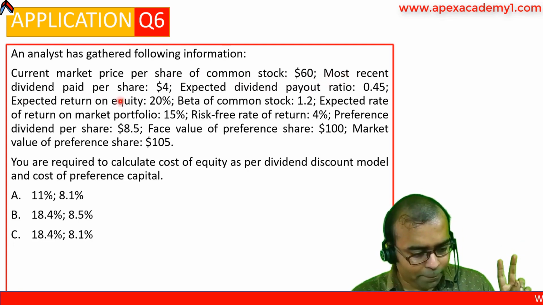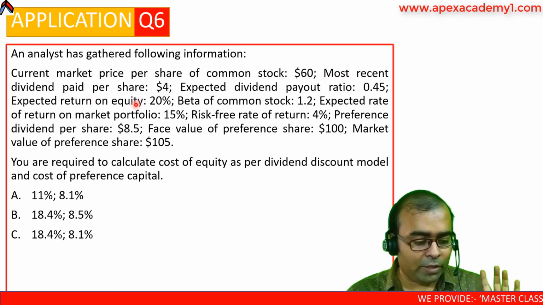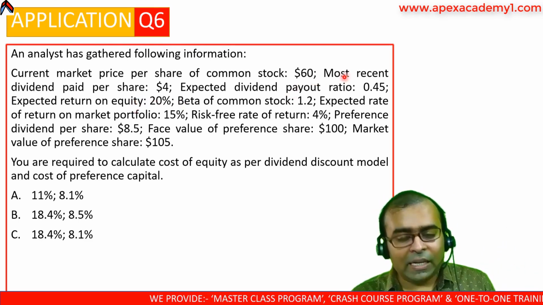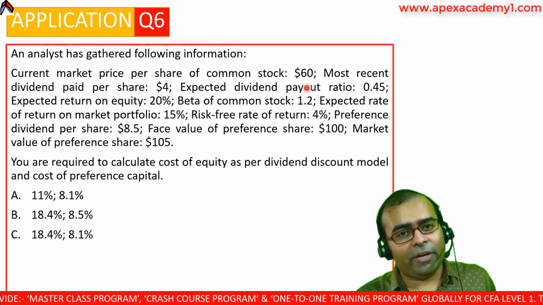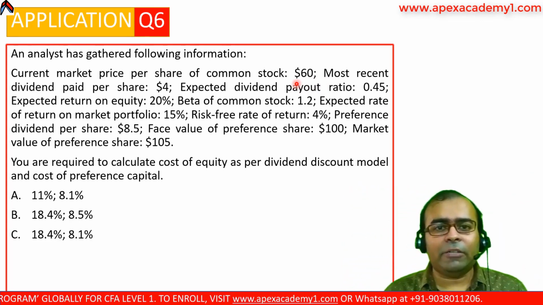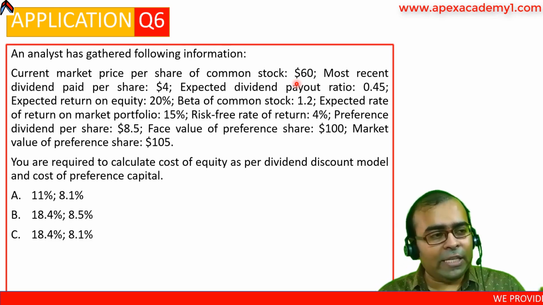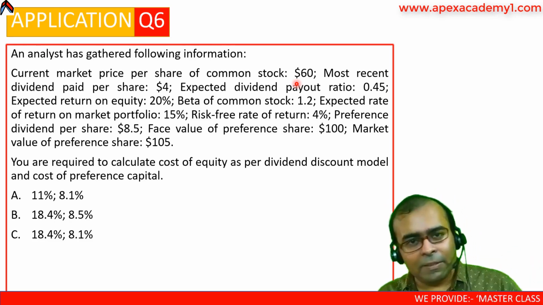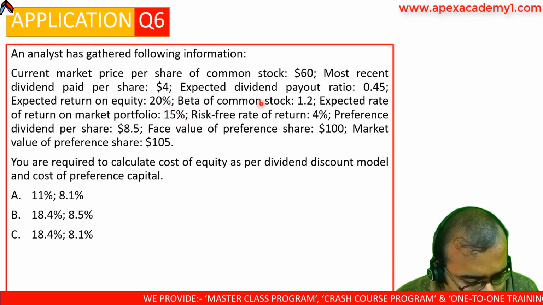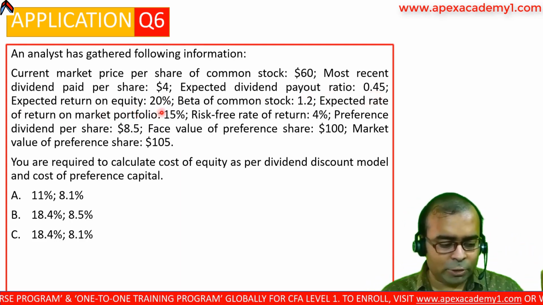Most recent dividend paid per share. You should be very, very careful when you are dealing with this one. They will confuse you with a D0 or a D1. Is it an expected dividend or is it a paid dividend? If it is a paid dividend, that means it is D0. If it is an expected dividend, that means it will be D1. As a formula, we are supposed to use D1, and if D0 is given, then we will multiply by 1 plus G, the growth rate, to calculate the outcome. Okay. So expected dividend payout ratio is 0.45 and expected return on equity is 20%.